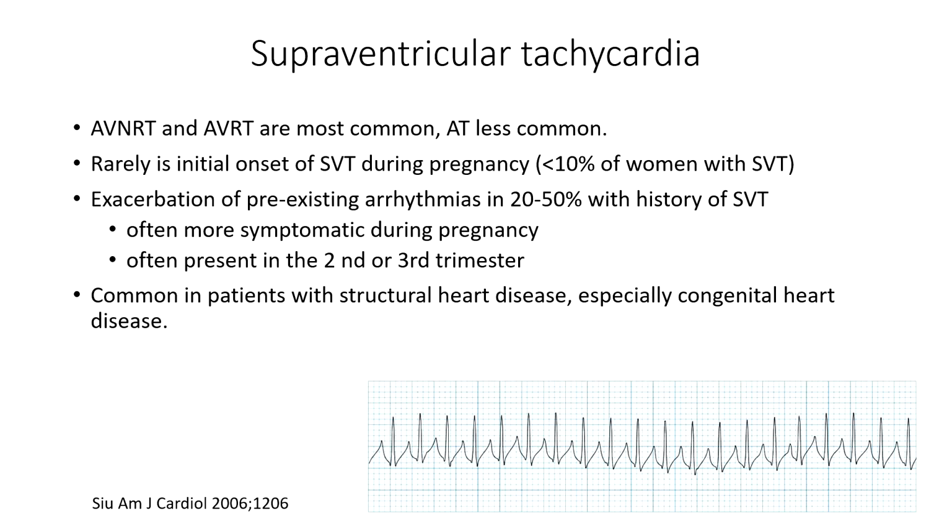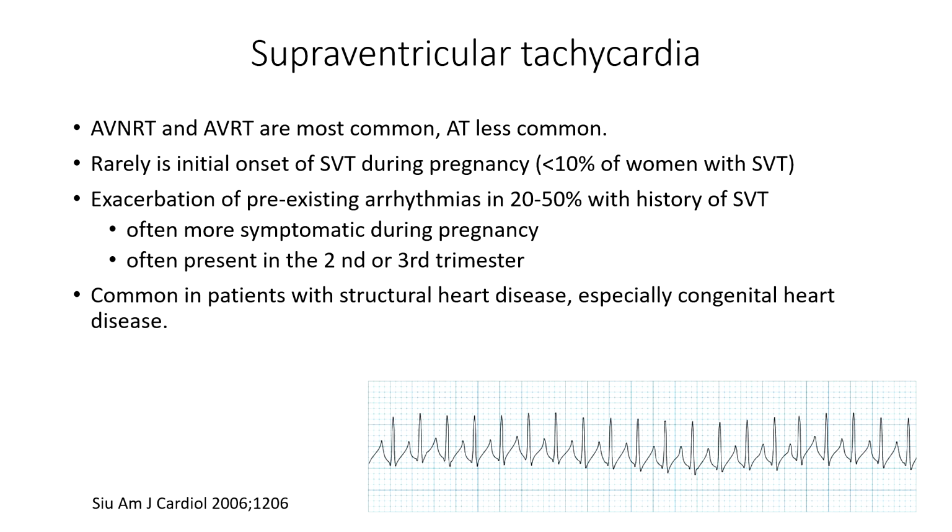Supraventricular tachycardia, whether it is AVNRT or AVRT, is the most common arrhythmia during pregnancy. Atrial tachycardia is less common. Rarely is the initial onset of SVT during pregnancy, less than 10%. But exacerbation of pre-existing arrhythmias is more common, around 20 to 50%, in somebody having a history of supraventricular tachycardias. And generally they present during the second and third trimester.